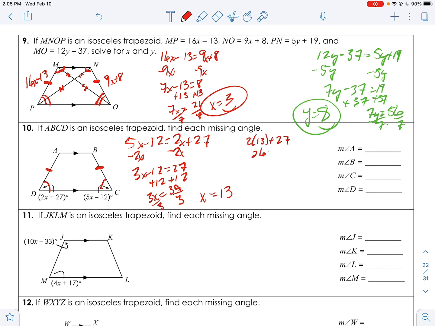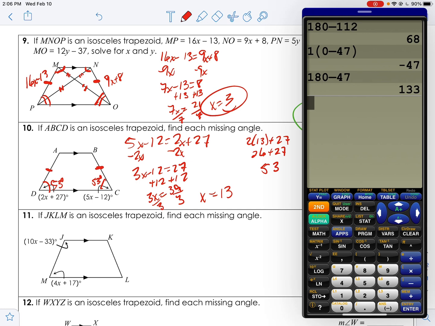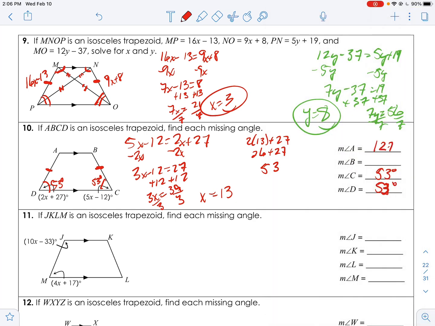Let's plug it in. 2 times 13 plus 27. 26 plus 27. 2 25s is 50 plus 1, 2, 3 more. So that should be 53 for this angle and that angle. So let's mark those. That was angle D and C. Those are 53 degrees. And we know that the ones above are congruent and they're supplementary to the ones on bottom. So 180 minus 53 is 127. 127.